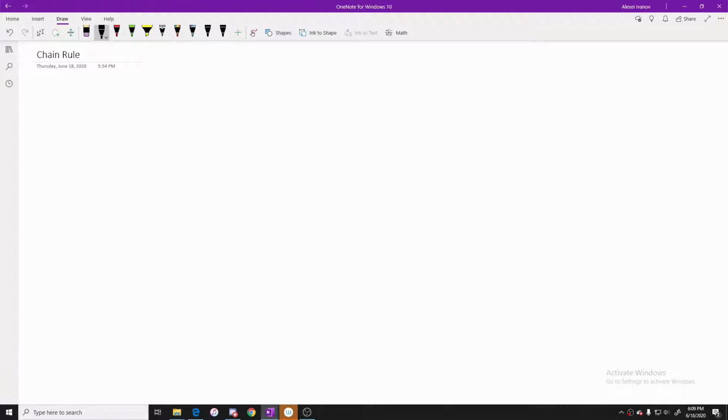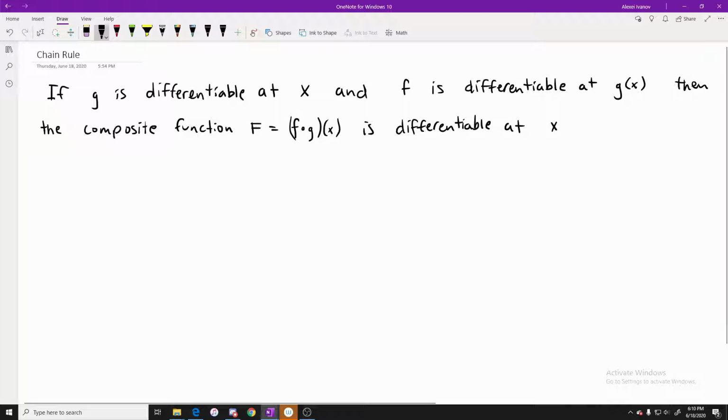In today's lesson we'll be going over the chain rule. So the chain rule deals with when we have a function that is a composition of two functions. I've written a little definition here and we'll break it down together, but let me start off by reading it. If g is differentiable at x and f is differentiable at g of x, then the composite function F, equal to the composition f of g of x, is also differentiable at x.